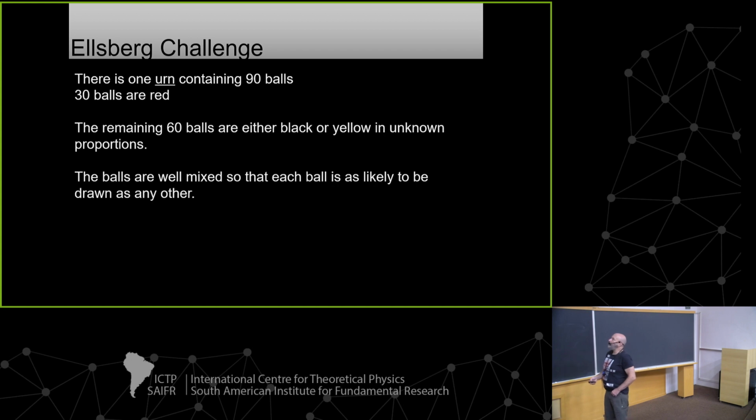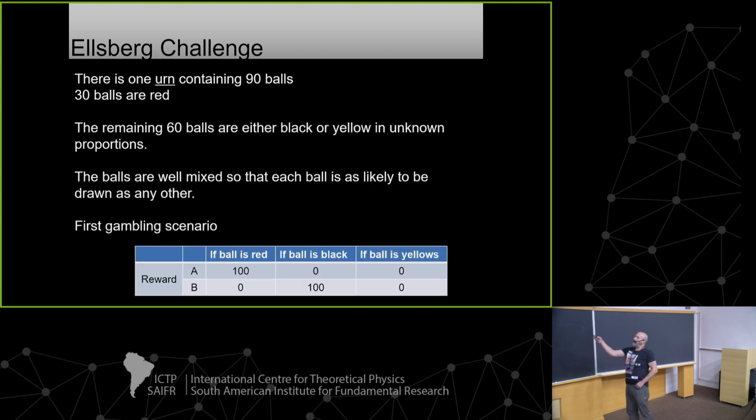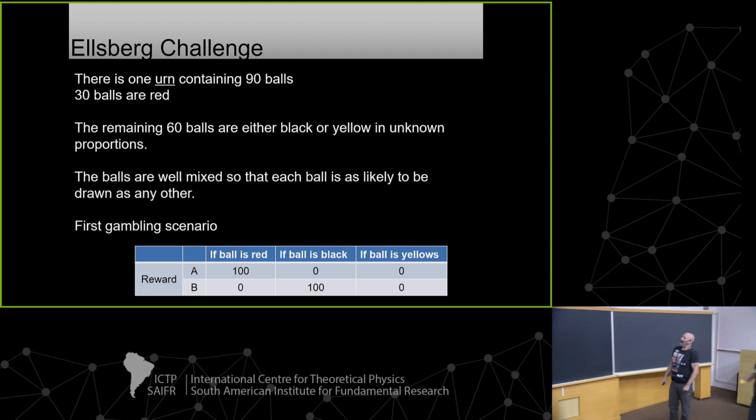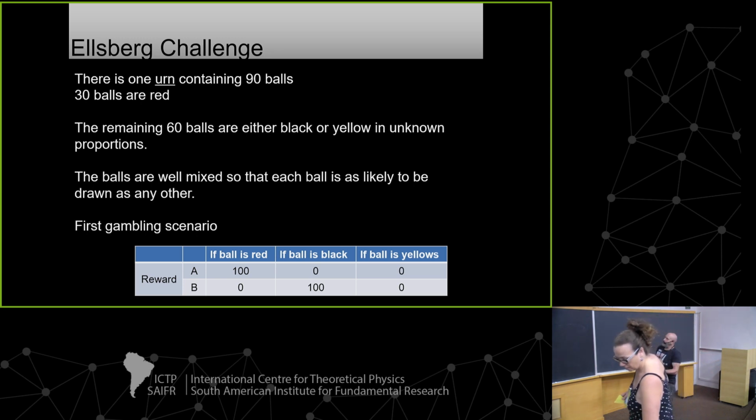The first thing you have to do is the following. Suppose that you have to choose between these two situations. I will take a ball. If you choose A and the ball is red, I will give you 100 reales, but if the ball is black or yellow, I will give you nothing. And choice B is, I take the ball and if the ball is black, you will receive 100 reales, but if the ball is red or yellow, you will get nothing. So please make a choice.